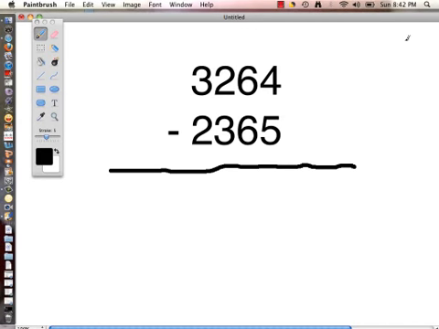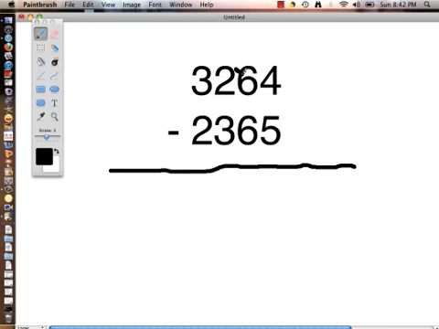The next problem that we're going to solve using the traditional subtraction algorithm is 3,264 take away 2,365. And remember, we're going to start in the ones column, and we're going to look to see if the bottom number is bigger than the top. And in this situation it is. 5 is bigger than 4, so we are going to need to borrow from the tens column.